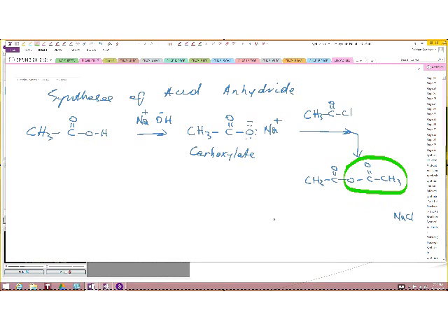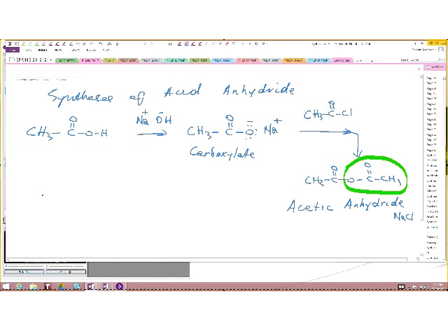So therefore, what do we call this? We simply say acetic anhydride. In other words, this comes from acetic acid. Acetic anhydride. Two separate words.